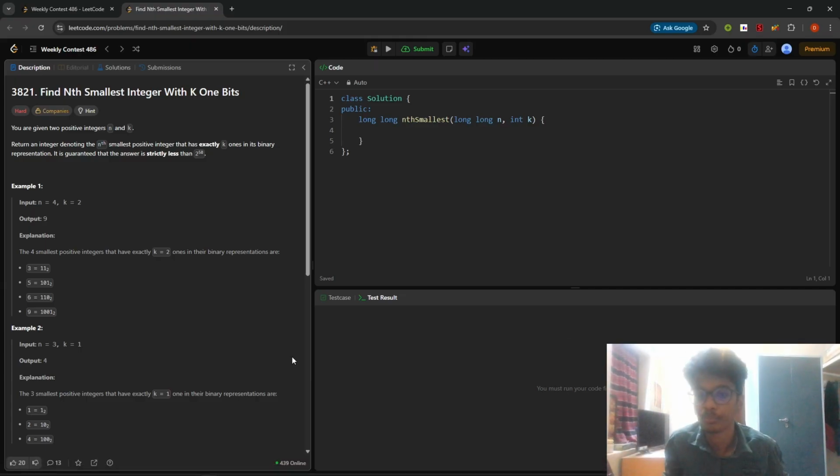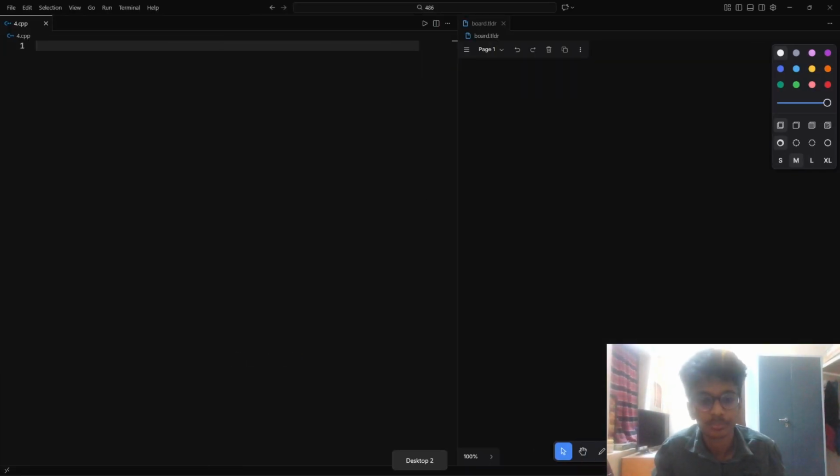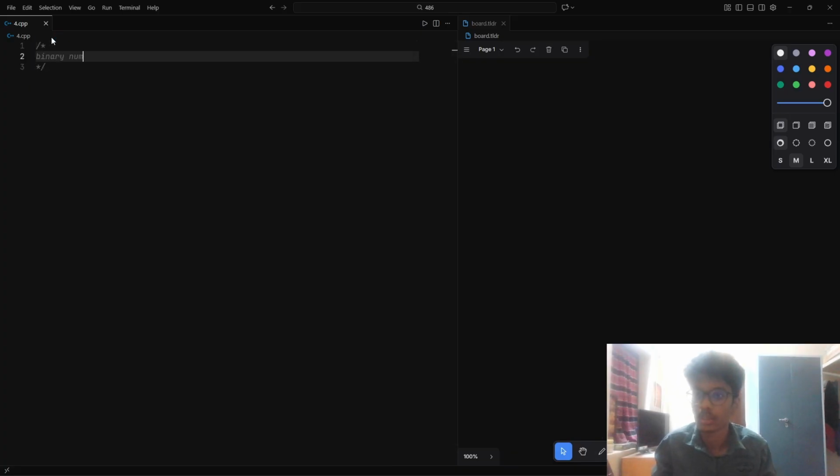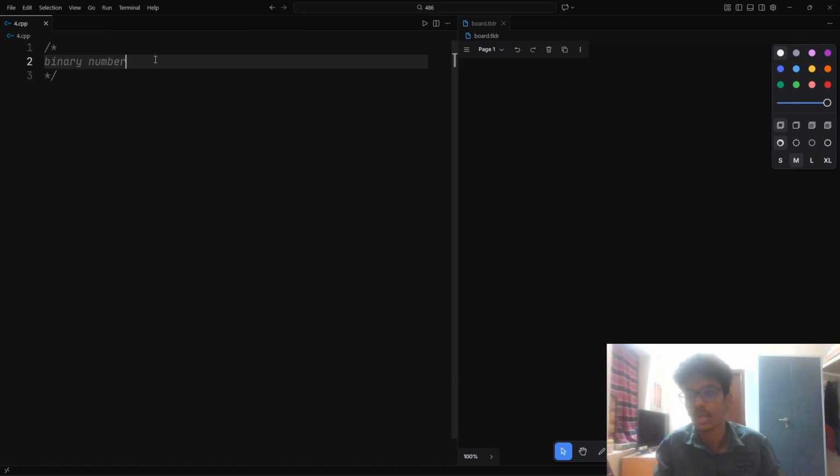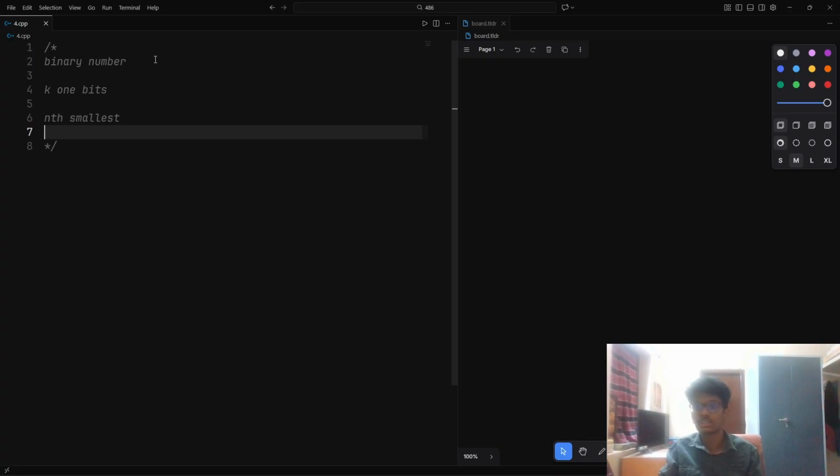We need to make sure that there's a binary number. Let me increase the font size. So there's a binary number and I need to make sure this number has k 1 bits, or k set bits. It should have k 1 bits and it should be the nth smallest. This is the question.